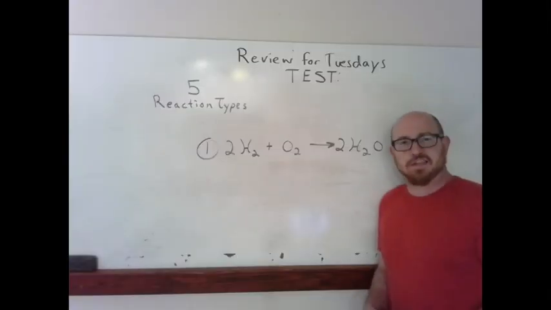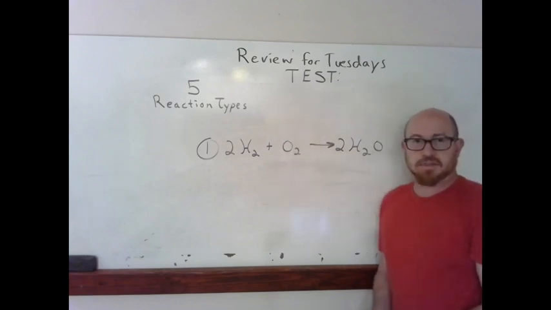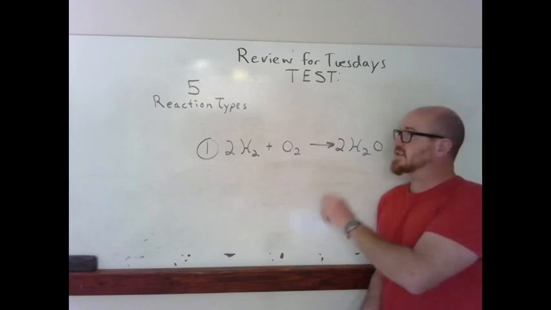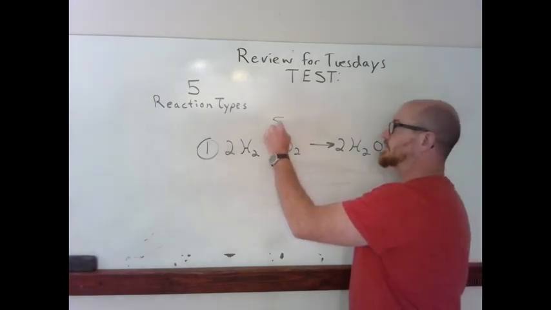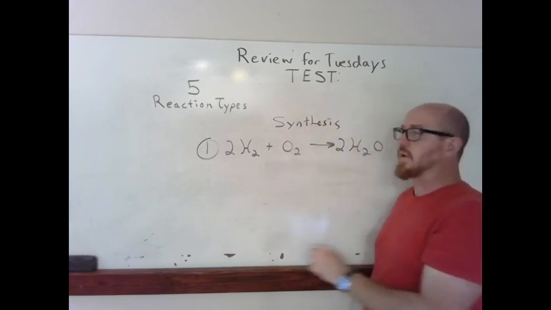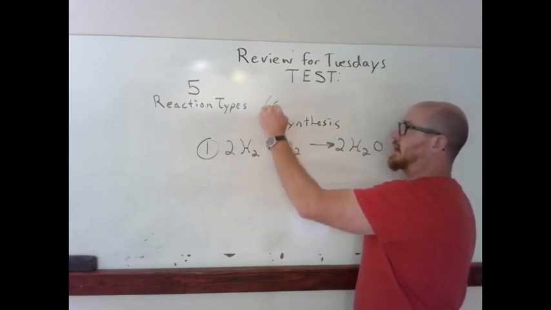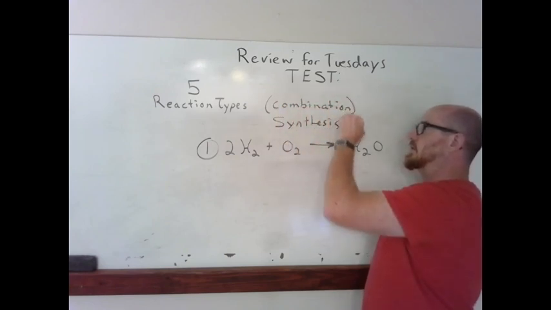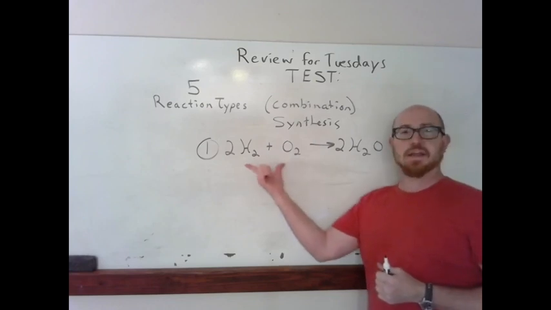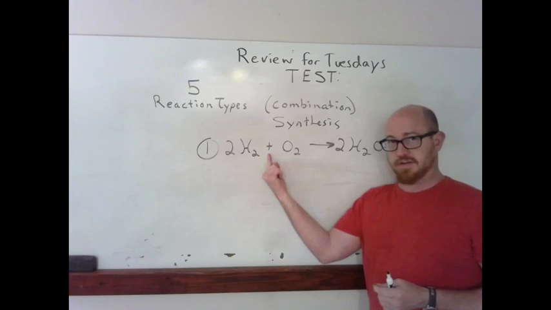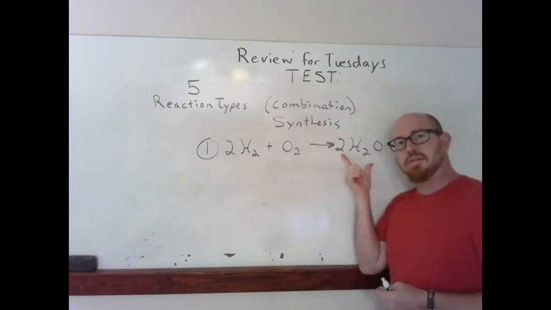Now on to the last section that we learned about in Chapter 7, reaction types. There are 5 of them. We're going to start with the first type. This is a synthesis, otherwise known as a combination reaction. You are taking 2 or more reactants, combining them together, hence the plus, to make only one thing on the product side.